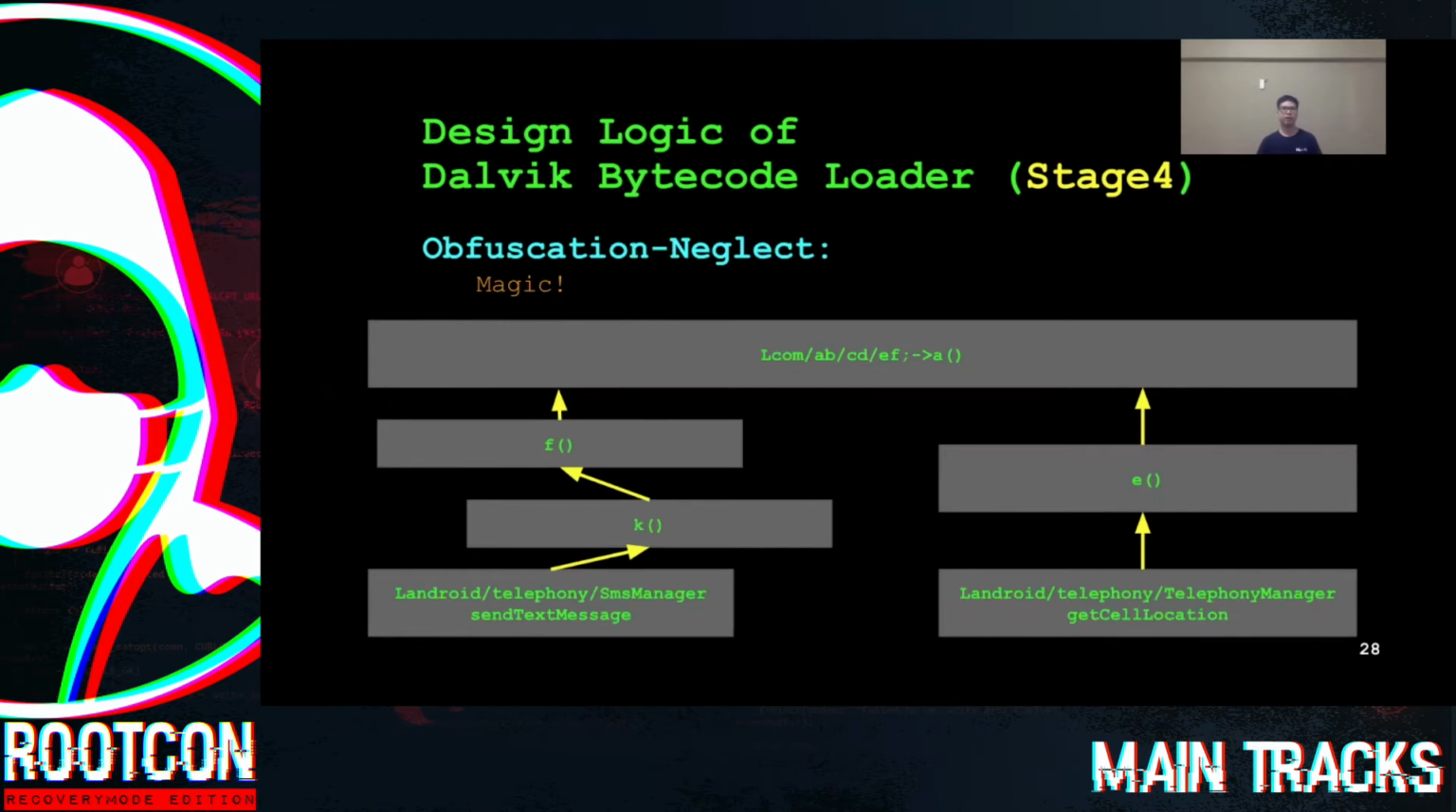When applying obfuscation techniques, the native API send text message is called by function K, and function K is called by function F. The other native API, get cell location, is called by function E, and both function E and F share the same parent function, A.